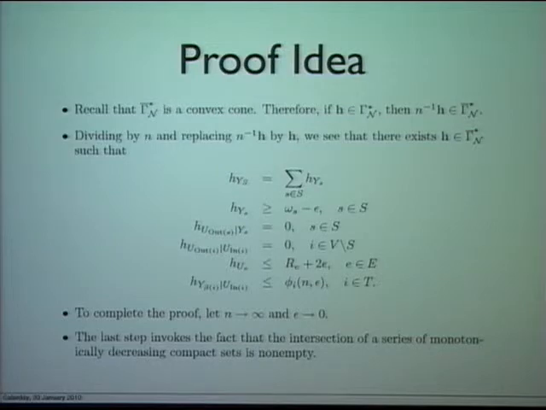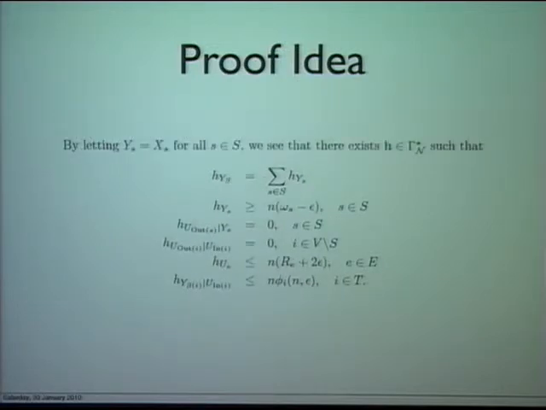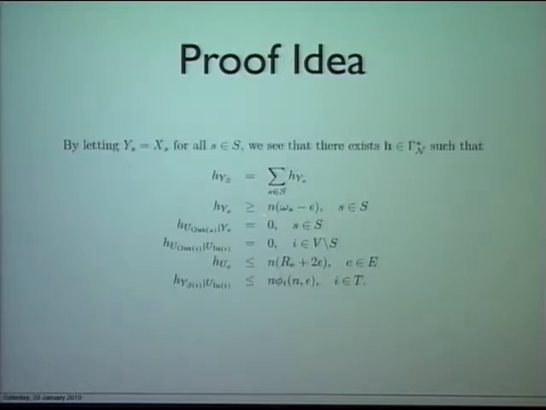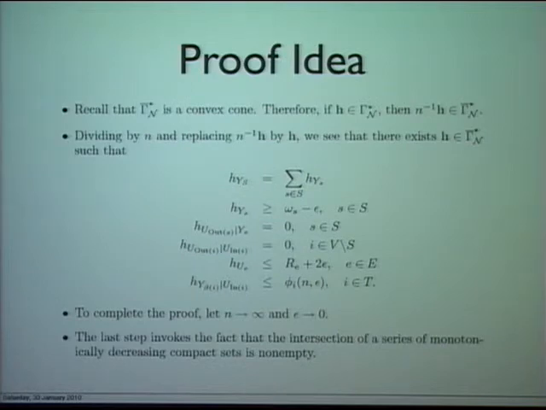Now, therefore, if you start from this set of constraints and divide everything by n, we see that there exists an H in gamma n star bar. You need the bar because we only know that by taking a closure, it is a convex cone. Then you get this. This is nothing different from what we had before, except that you just divide things by n. So when you divide by n, you have this 1 over n times h of YS, and then you rename it as h of YS. That's it. We haven't changed anything.